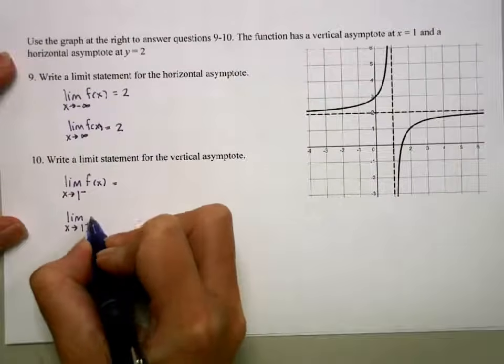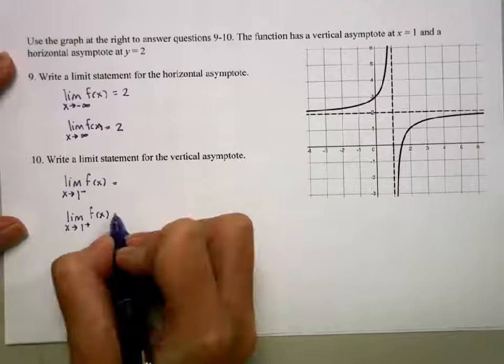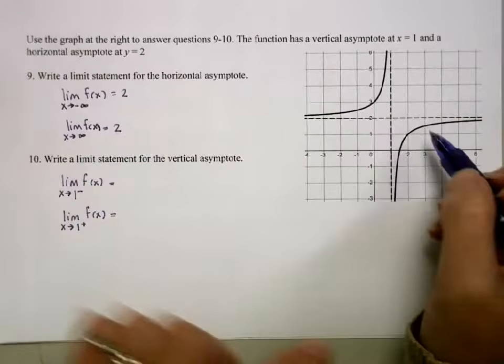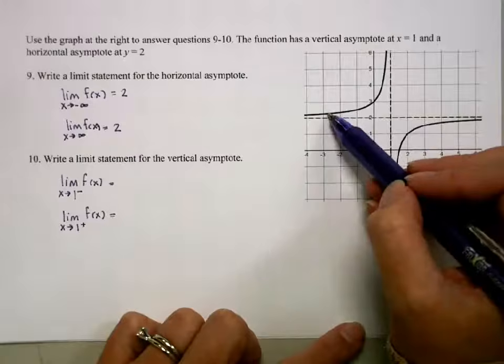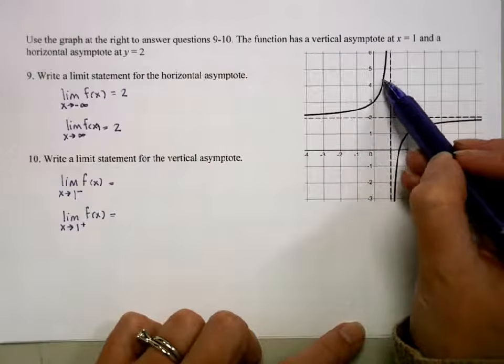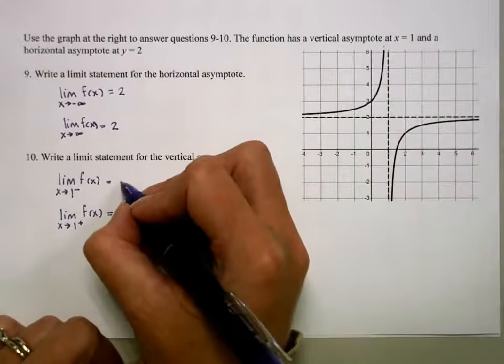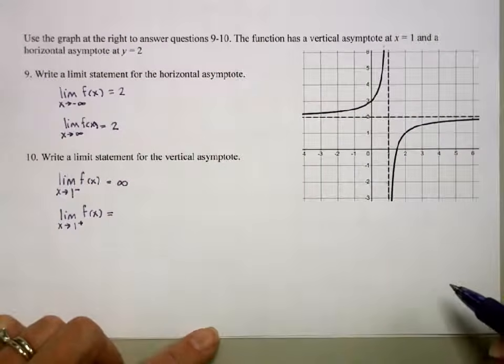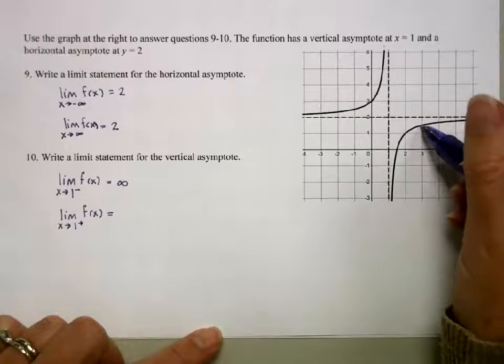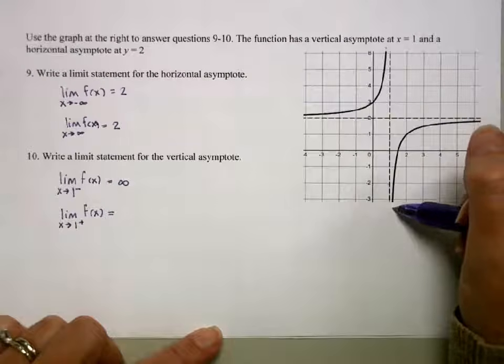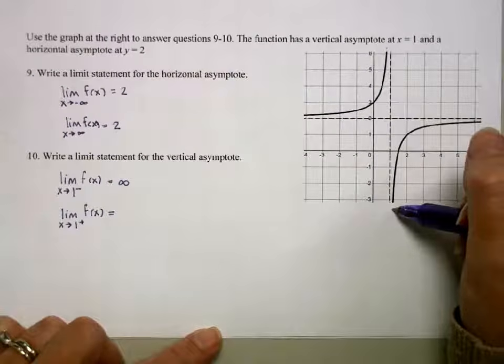Okay, so as I approach 1 from the negative side, as we approach it from values a little bit less than 1, these values are increasing without bound, which we say means we're going to infinity. If we're approaching 1 from the positive side, those values are decreasing without bound, so we say that's going to -infinity.